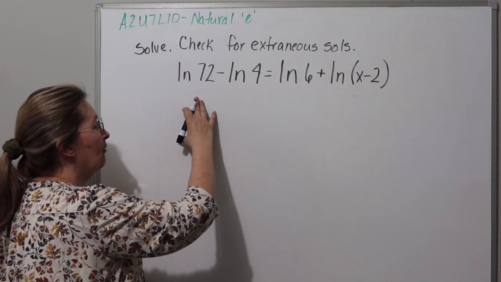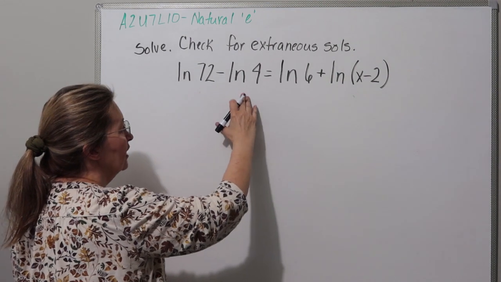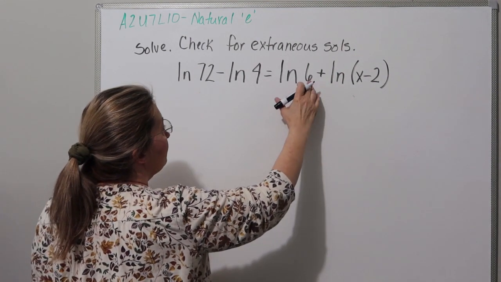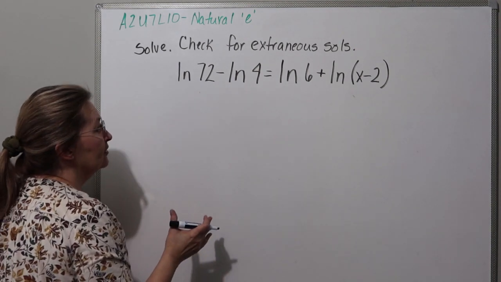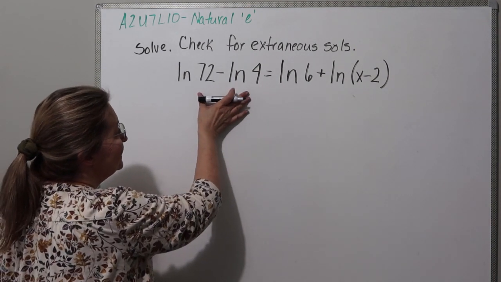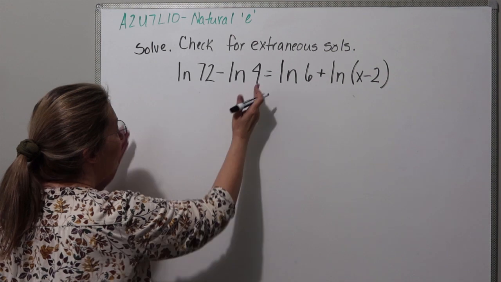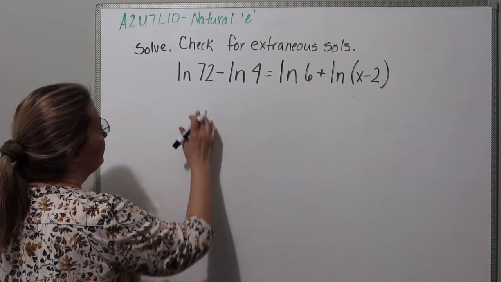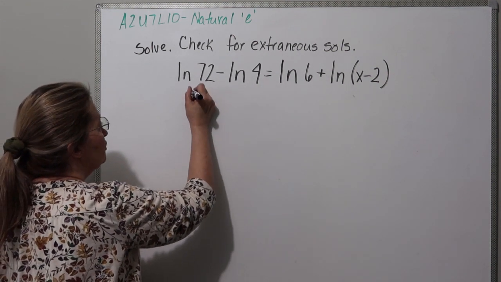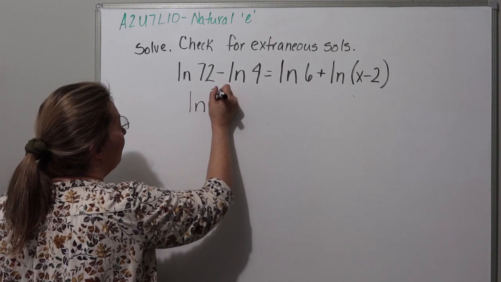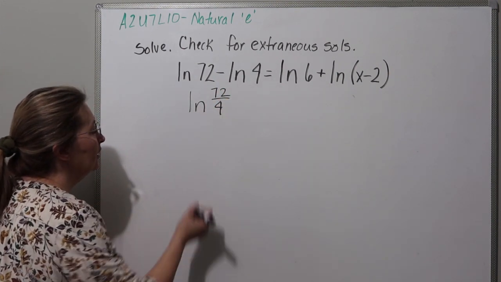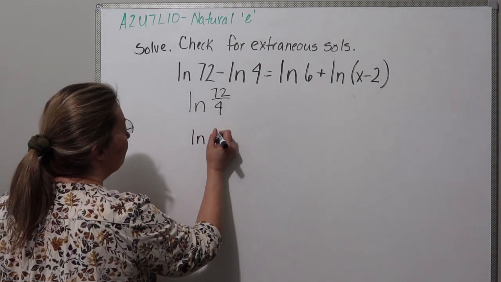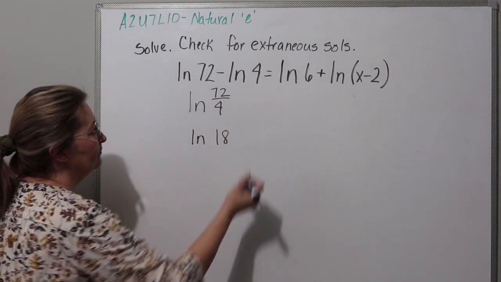So here's our next problem. Natural log 72 minus natural log 4 equals natural log 6 plus natural log x minus 2. As with logarithms, my first job is going to be to condense each side as much as possible. So let's just focus on this side first. I have a difference, so I can use my quotient property, and that will let me condense this to 72 over 4, which will simplify down to 18.